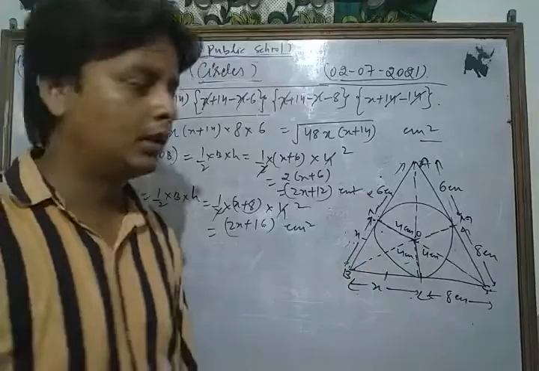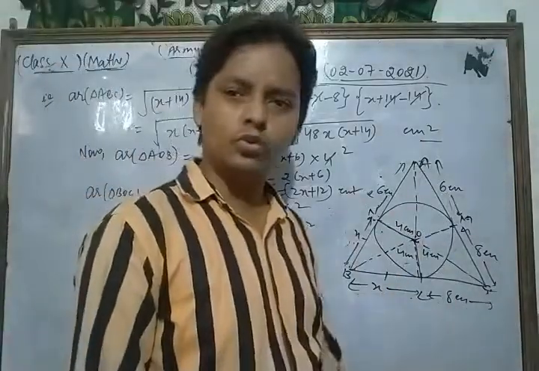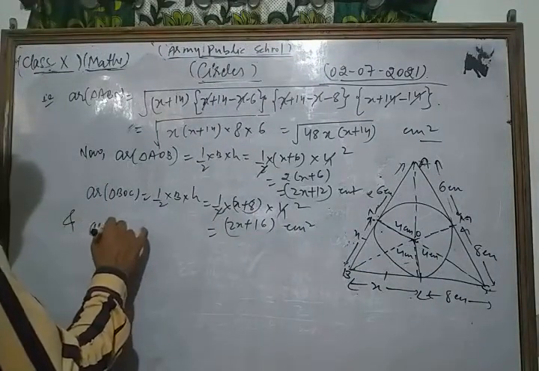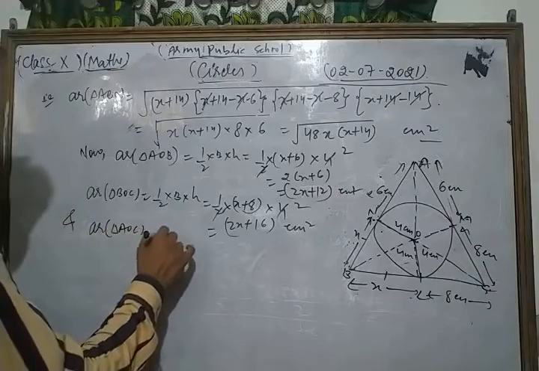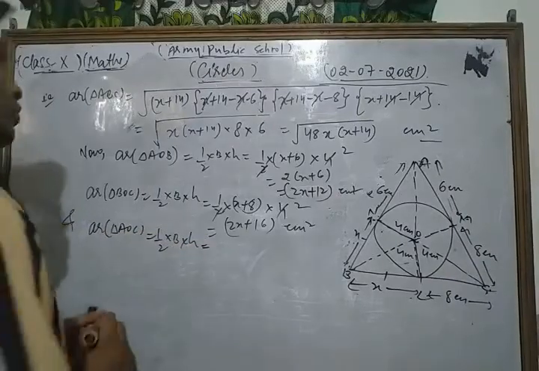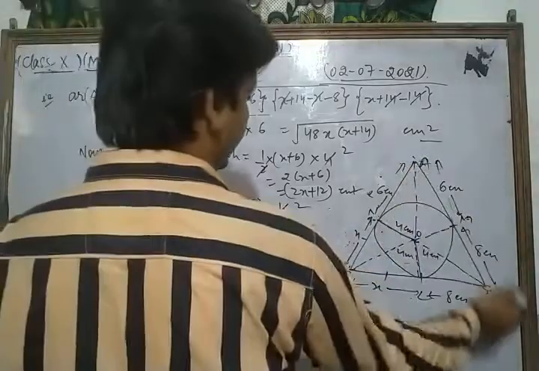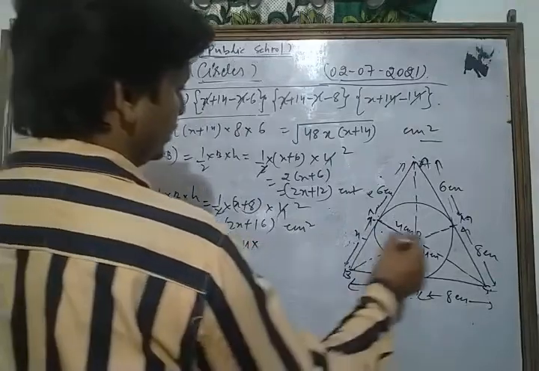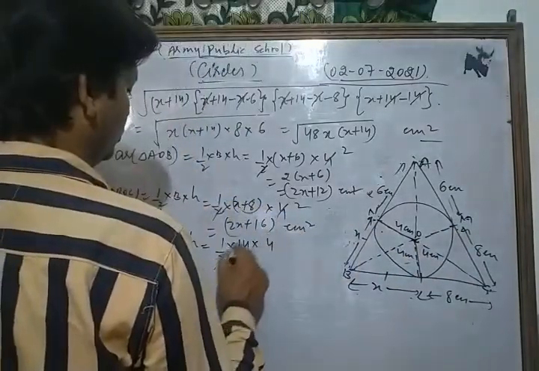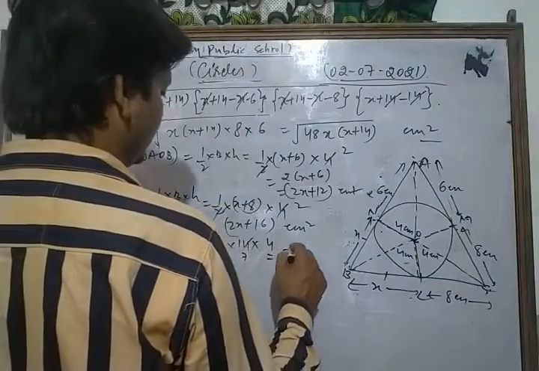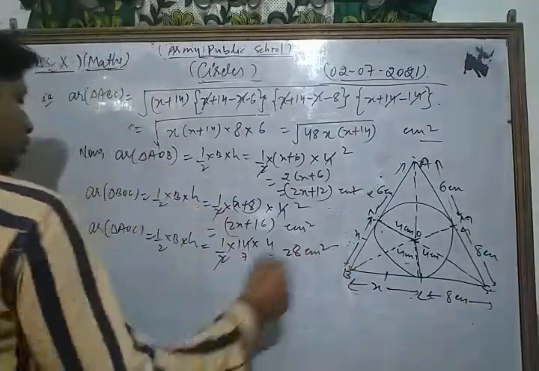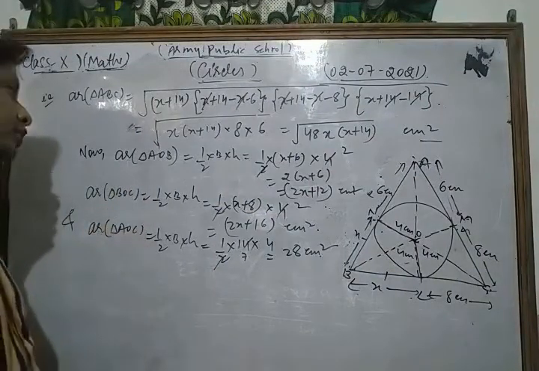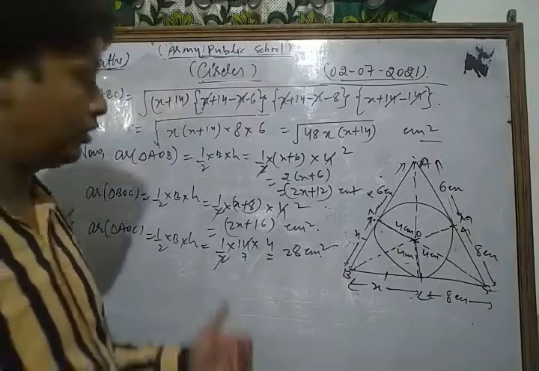Now finally we find the area of triangle AOC. Again we apply the formula one upon 2 base into height. If we take base as AC, which is 14, and height is 4, then 2 sevens are 14, 7 fours are 28 centimeter square. So in this way we find the area of triangle ABC, AOB, BOC and also AOC.